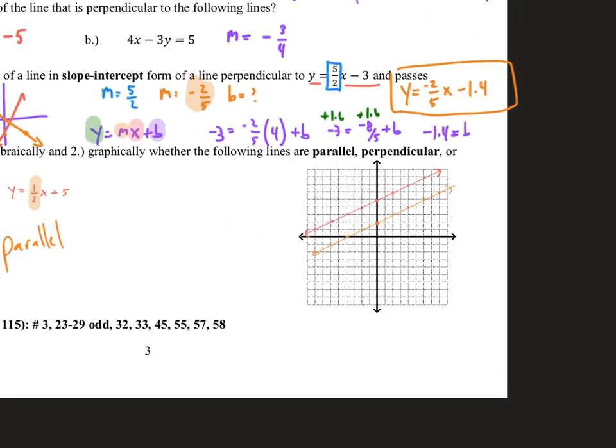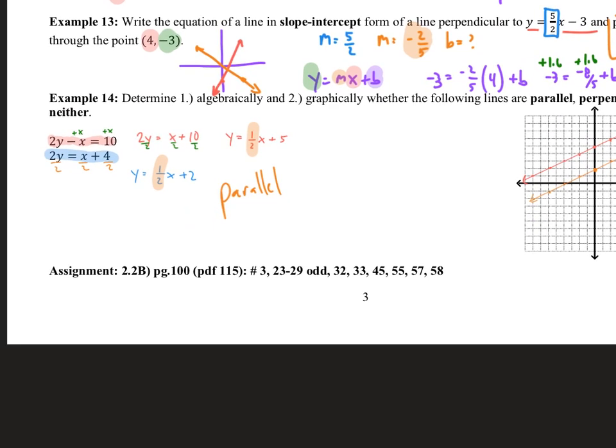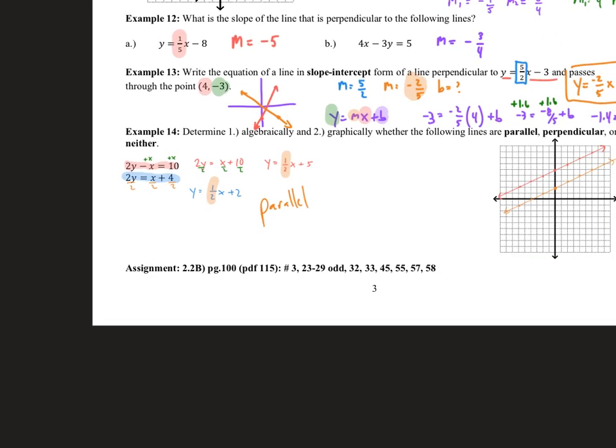Sketching lines out to see if they're parallel or perpendicular is actually just a guess. The true way to determine if lines are parallel or not is algebraically: if they have the same slope, then you know for sure that they're parallel.